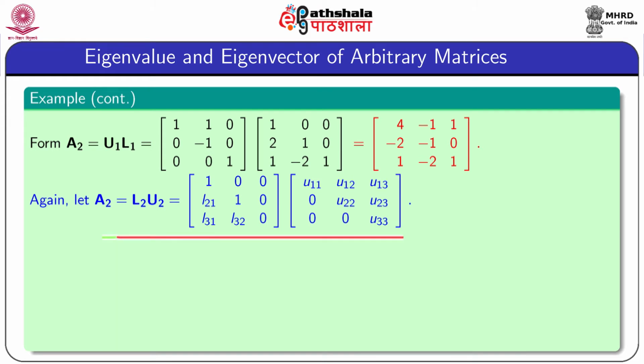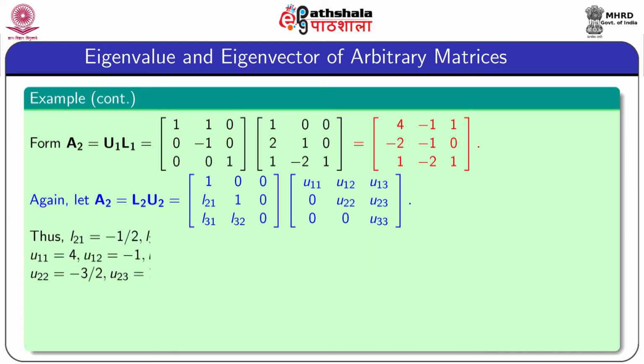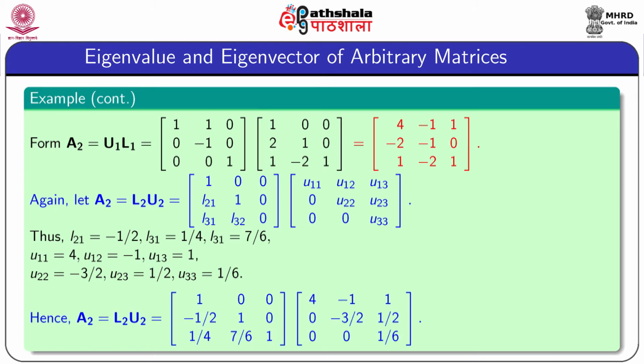Now, let A2 equal to L2 into U2. The first one is the lower triangular matrix and the second one is the upper triangular matrix. The elements of the upper and lower triangular matrices are given by these equations. 9 elements are obtained by 9 equations, and hence A2 is equal to L2 into U2. So, the first one is the lower triangular matrix and the second one is the upper triangular matrix.